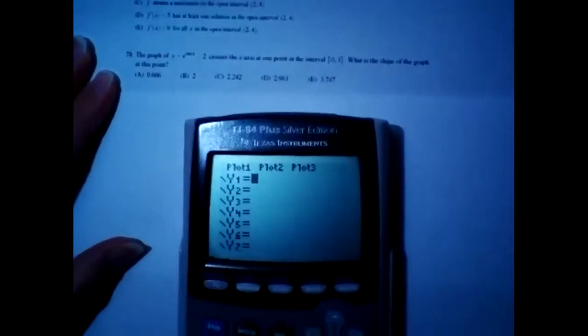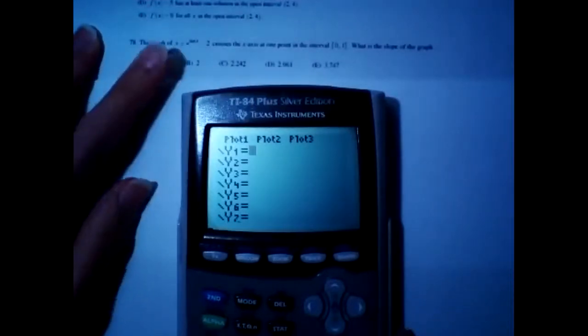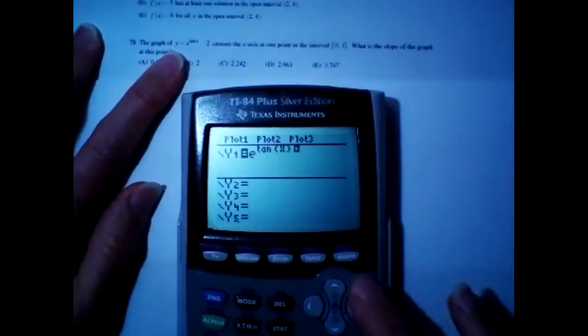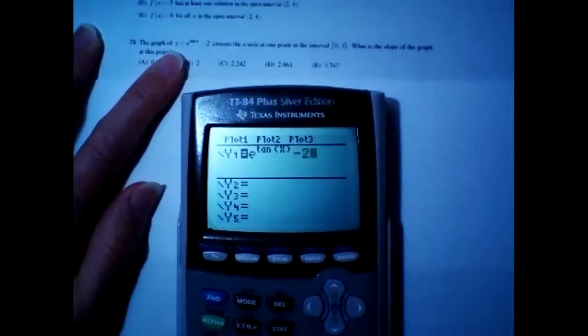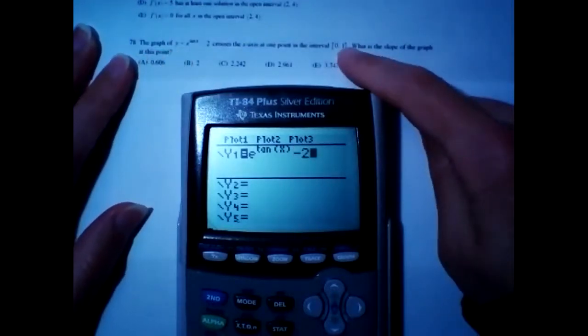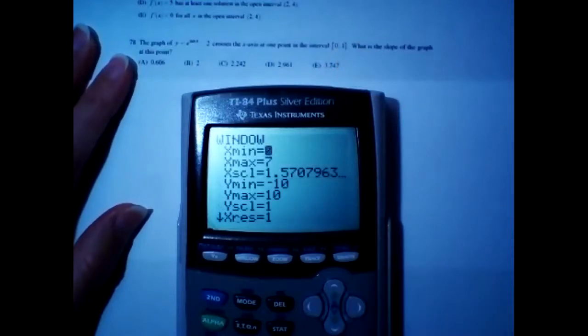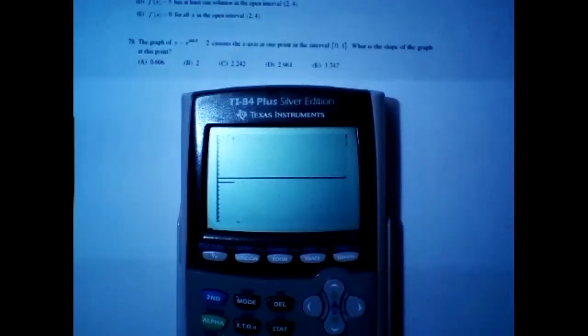Right, well, the first thing we have to do is find that point. So we're going to go to y equals, we're going to type in this function. So e to the power tangent of x, and then minus 2. And we want to make our window 0 to 1. So I'm going to go to window, oh, wow, mine is really messed up. I'm going to make a 0 to 1, count by ones. I'm going to leave the y as negative 10 to 10. We'll just leave that standard. So it says we're going to cross the x-axis at one point in here.